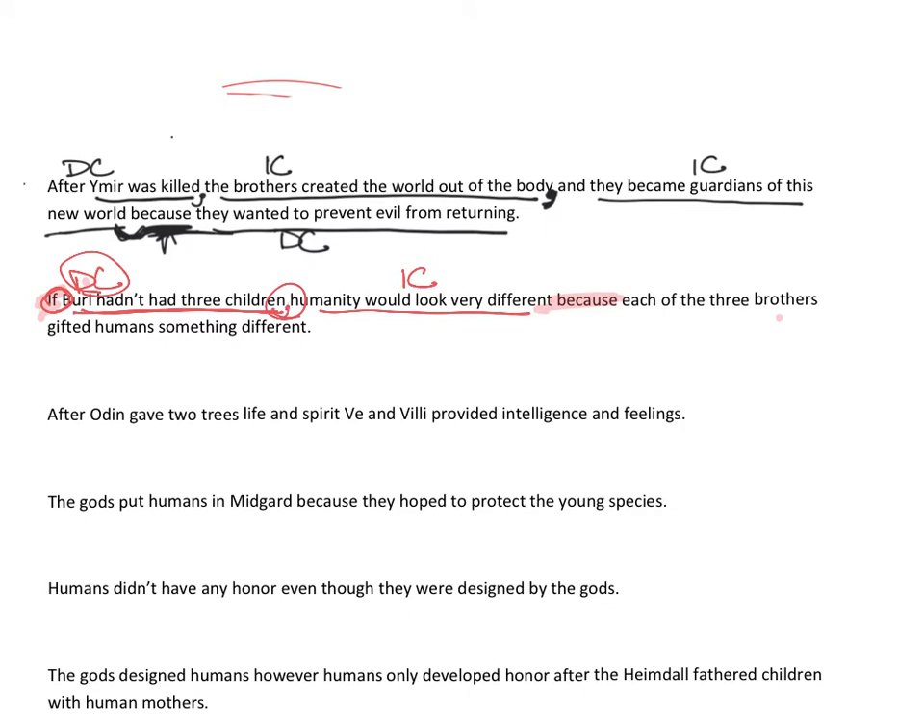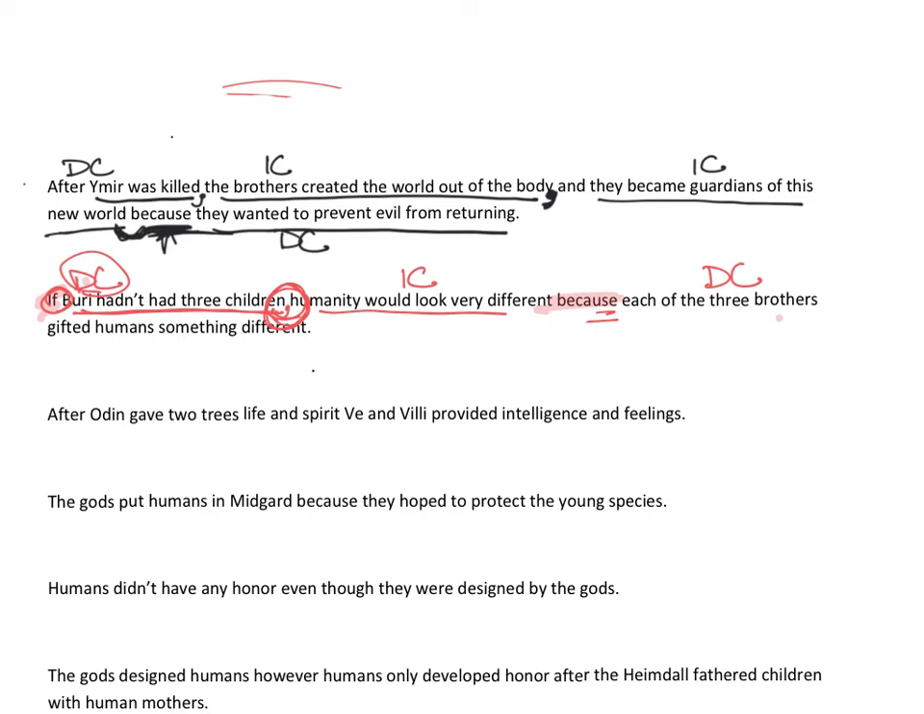If the DC is in front, what do I need? Comma. But then I've got because. Each of the 3 brothers gifted humans something different. So now I have a DC, an IC, and a DC. If the DC is in front, what do I need between them? A comma. If the IC is in front, what do I need between them? Nothing. So here I have a comma. Here I have nothing. So, making sense? Hope so, because you do have a quiz coming up.